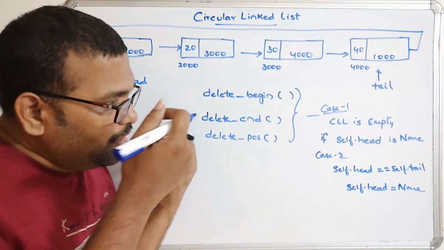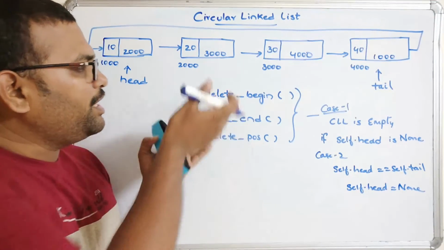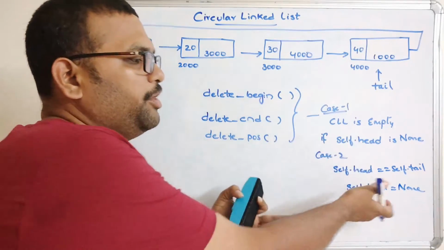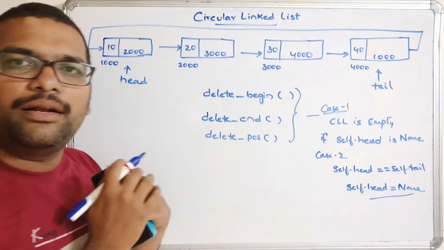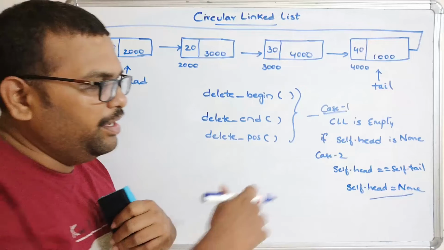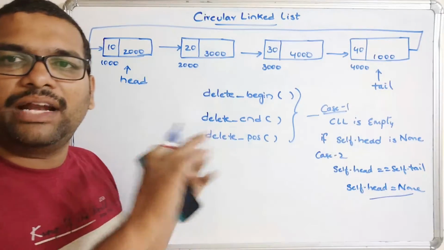If there is only one node, whether it is deletion at the beginning, deletion at the end, or deletion at a position, simply you can go with self.head is equal to None. You need not go with any other code. Simply self.head is equal to None, and that will be deleted.